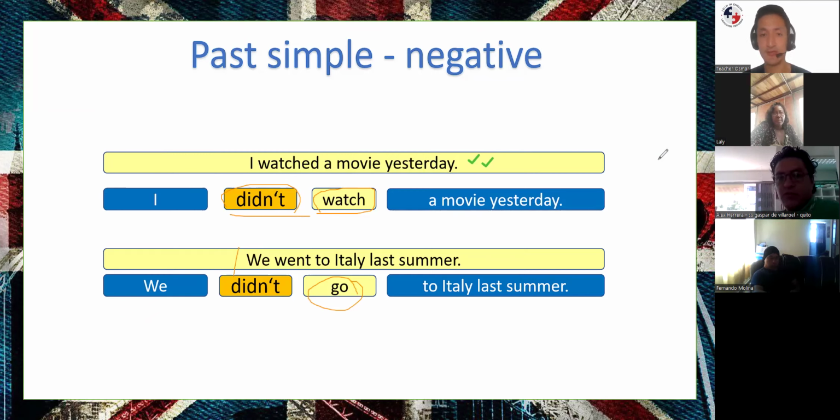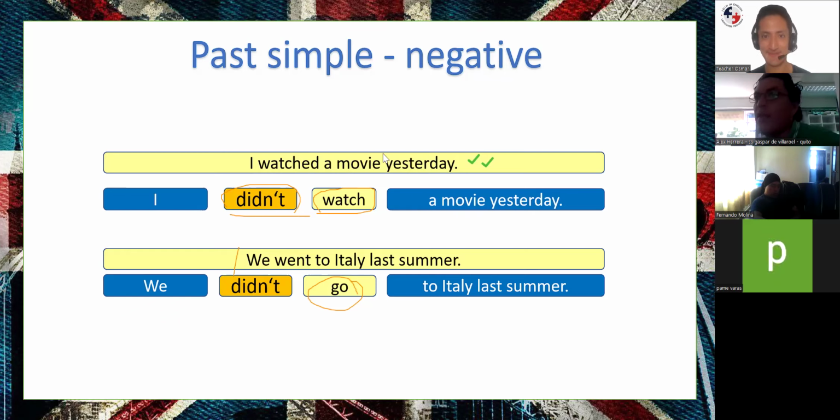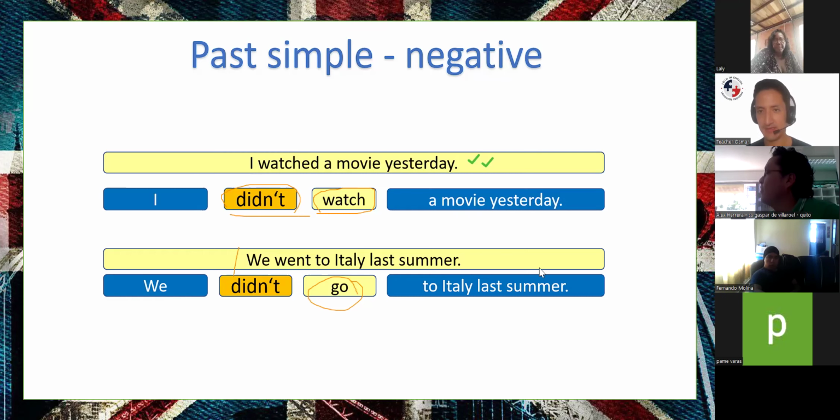Lo único que siempre tiene que estar es el auxiliary didn't. Didn't. Teacher, siempre para las negativas el verbo vuelve a su forma base. Excellent, always, always. Yes. Any question about the past simple in negative?